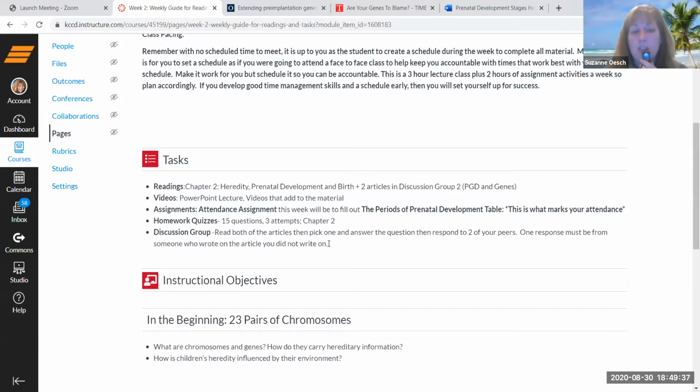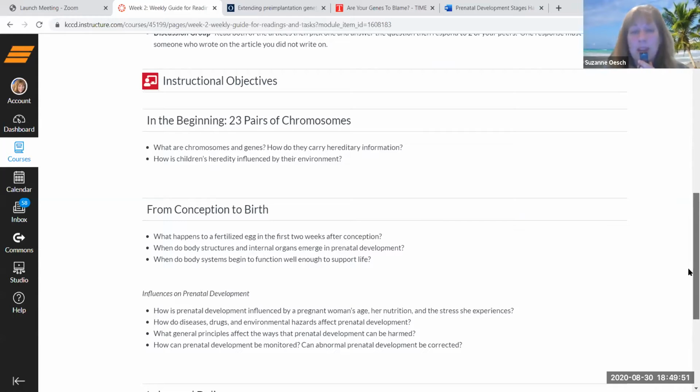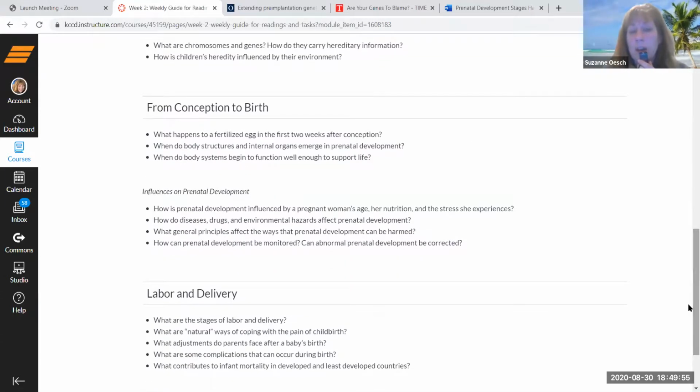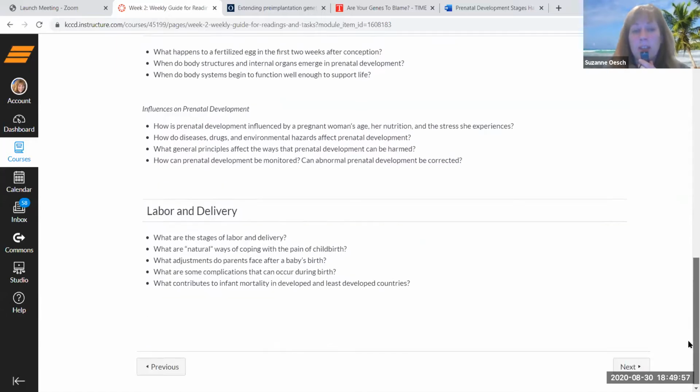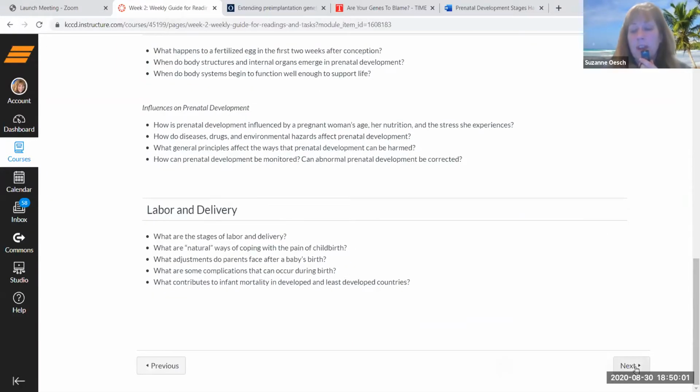And then your discussion group. So you're going to read both of the articles and then pick one and answer the questions, and then you're going to respond to 2 of your peers. And one of the responses must be from someone who wrote on the article you did not write on. So we'll look at that in just a moment. These are our objectives for this week's lecture. So you're going to cover 23 pairs of chromosomes, conception to birth, labor and delivery, and influences of prenatal development. So that's kind of an overview of the week here.